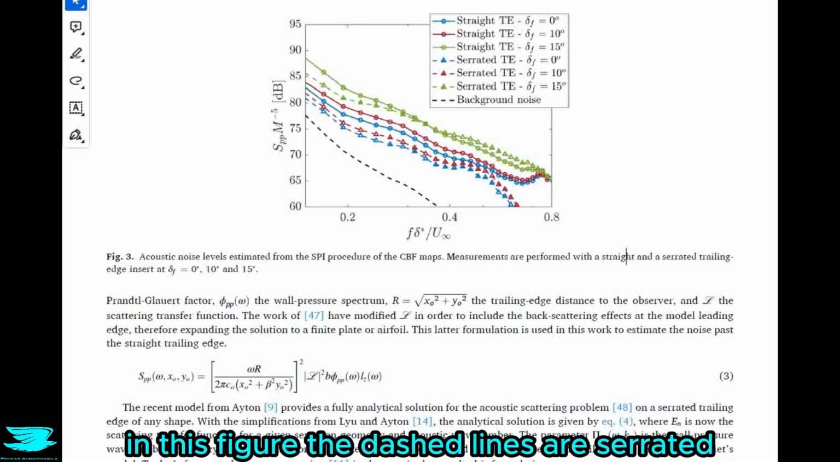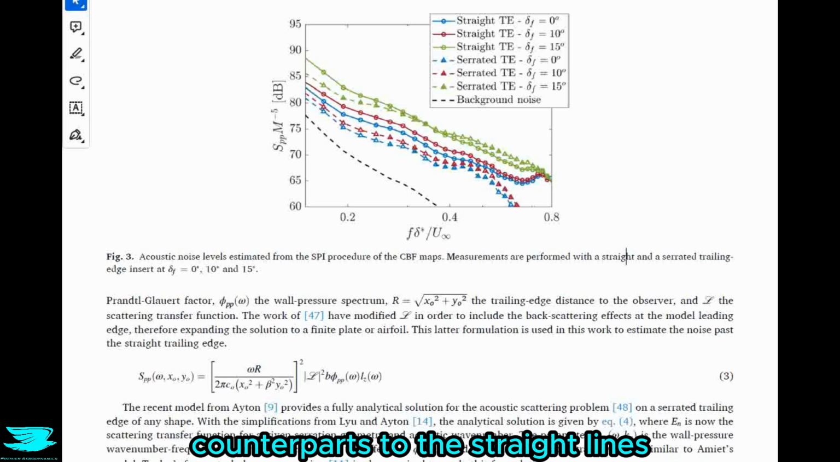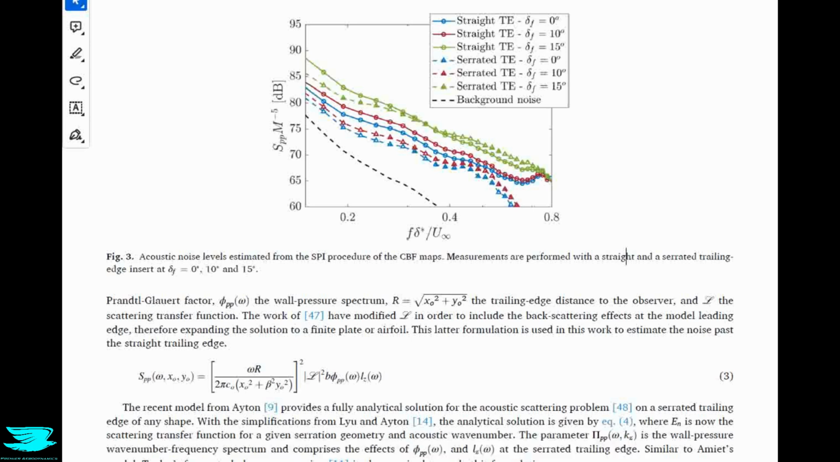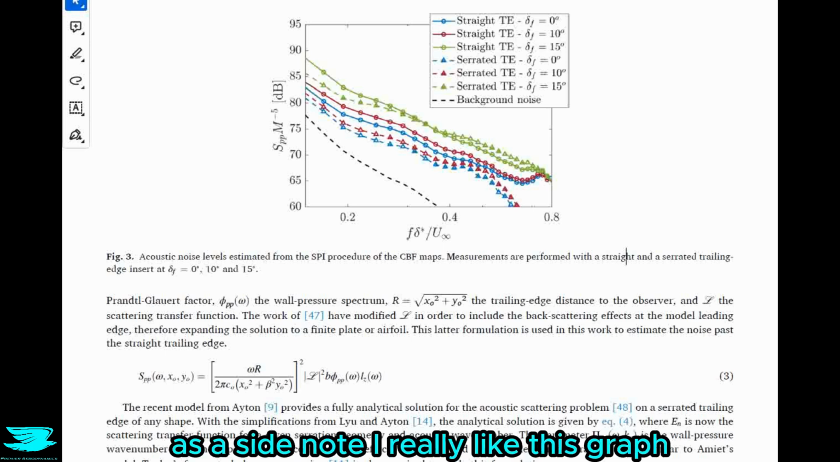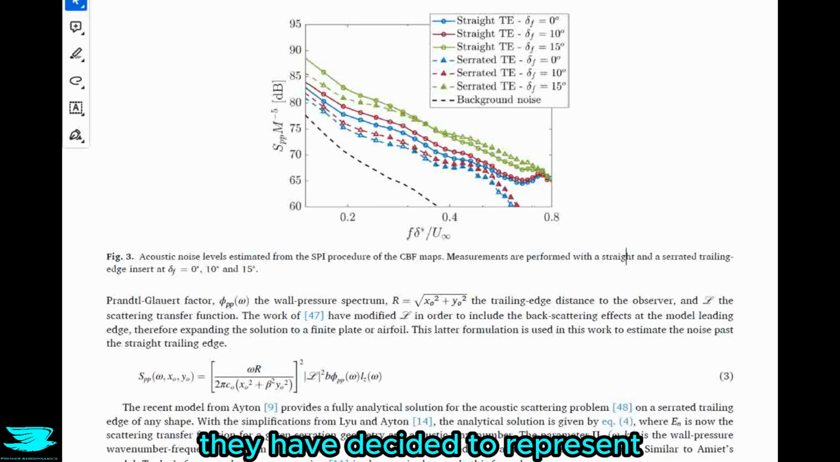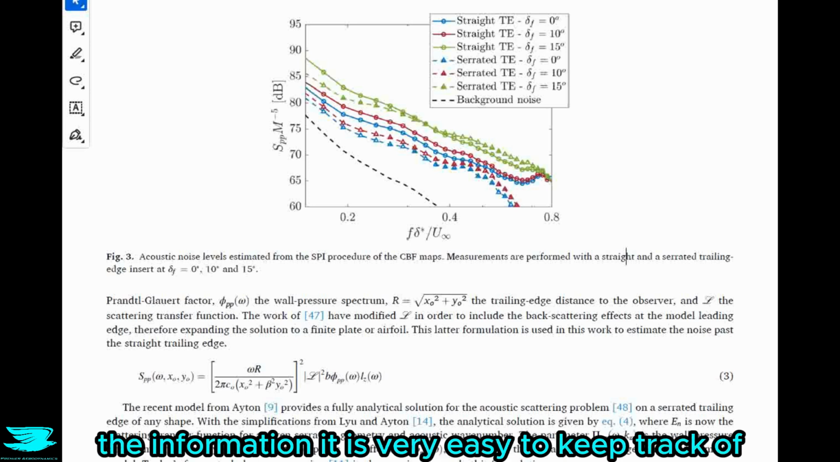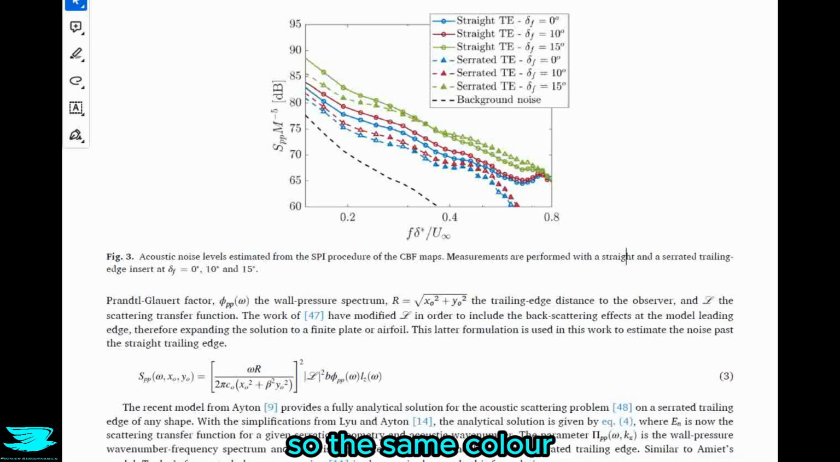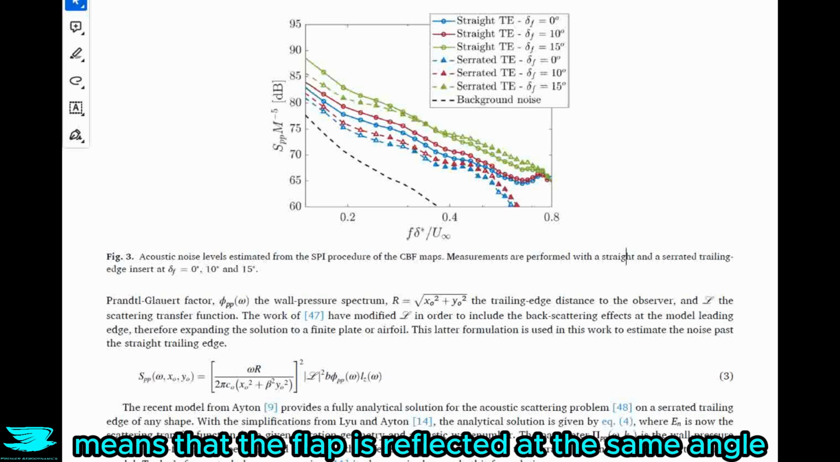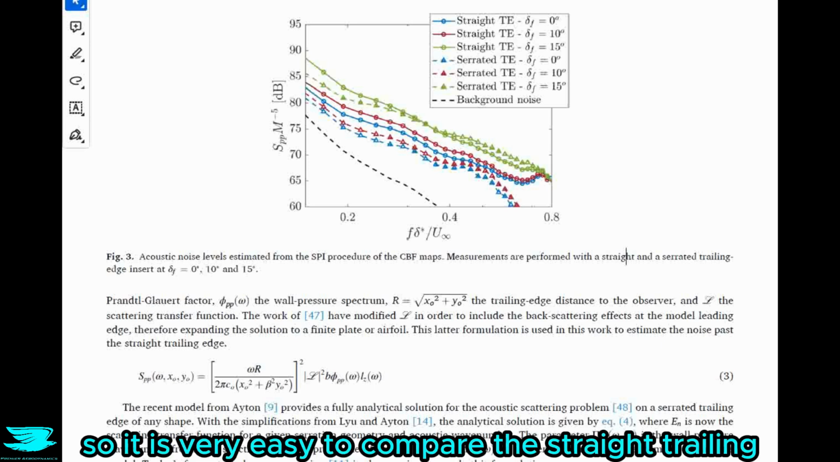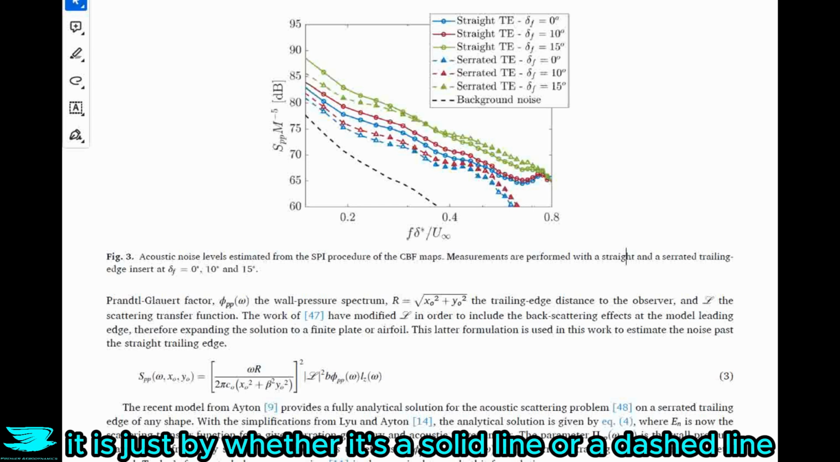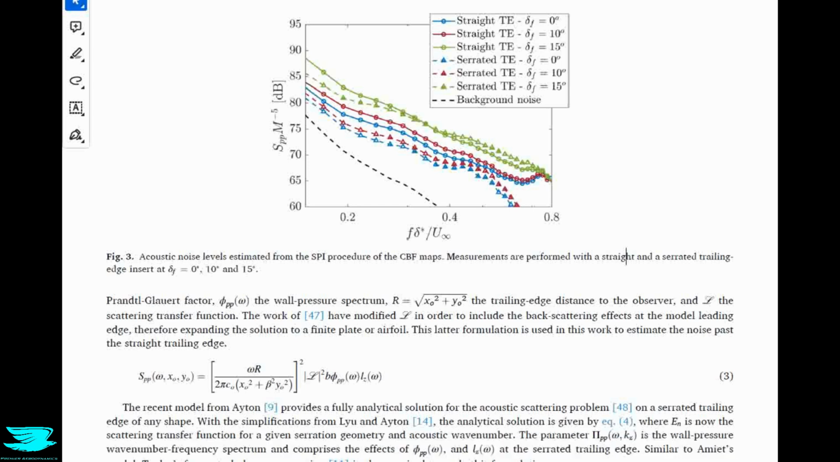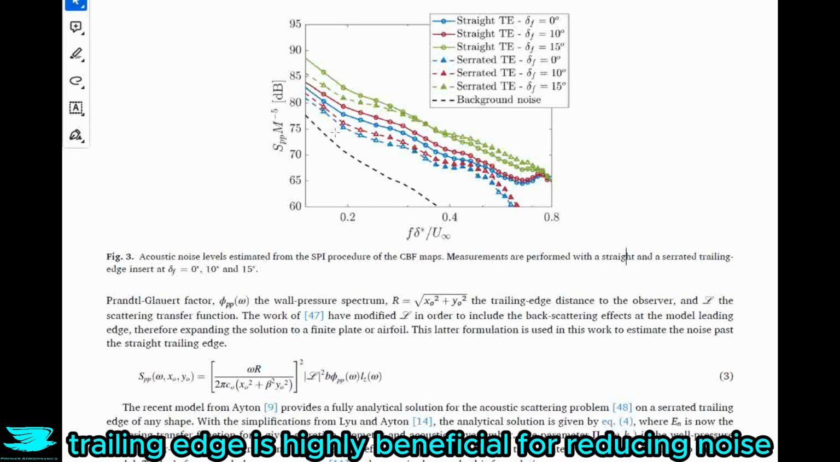In this figure, the dashed lines are serrated counterparts to the straight lines. As a side note, I really like this graph because of the way that they have decided to represent the information. It is very easy to keep track of. The same color means that the flap is deflected at the same angle, so it is very easy to compare the straight trailing edges with the serrated trailing edges just by whether it's a solid line or a dashed line. It is clear from this figure that the serrated trailing edge is highly beneficial for reducing noise.